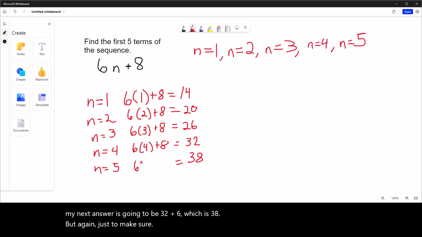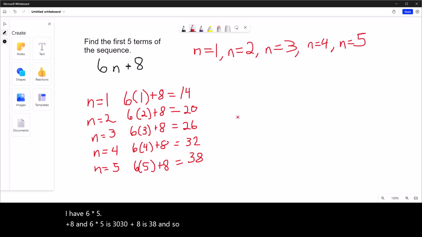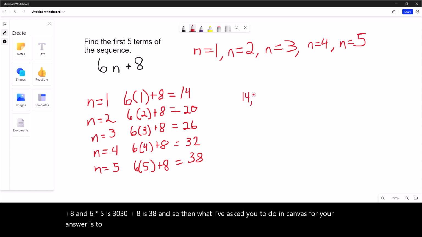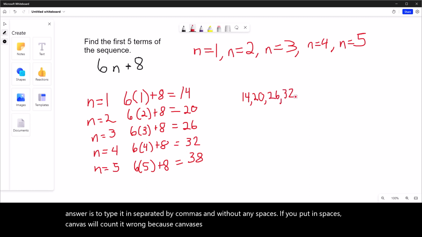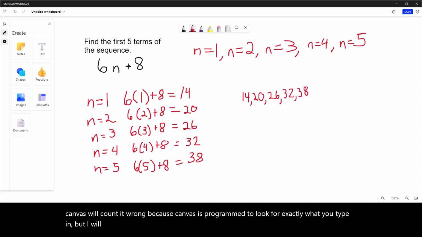But again, just to make sure, I have 6 times 5 plus 8. And 6 times 5 is 30. 30 plus 8 is 38. And so then what I've asked you to do in Canvas for your answer is to type it in separated by commas and without any spaces. If you put in spaces, Canvas will count it wrong because Canvas is programmed to look for exactly what you type in. But I will mark it right when I go back and check the homework after the due date passes.